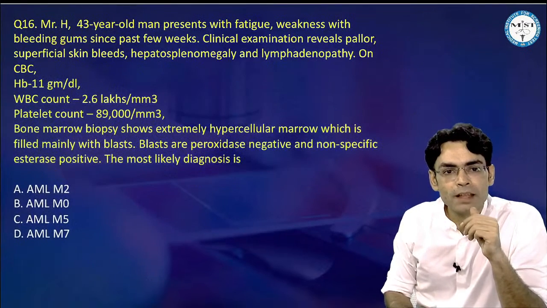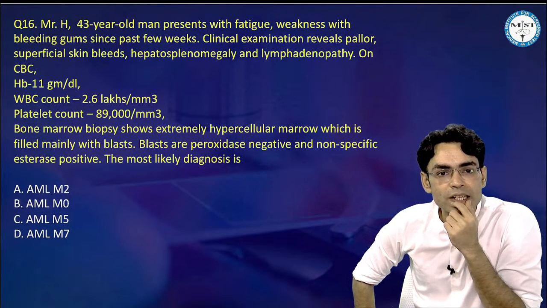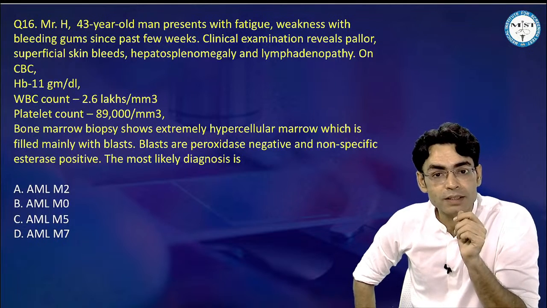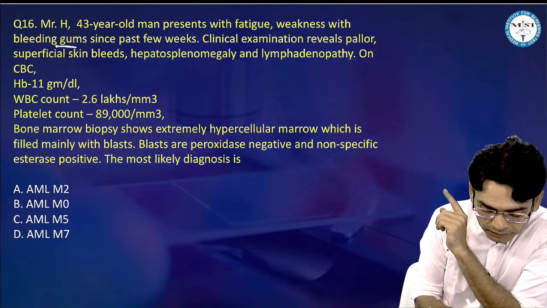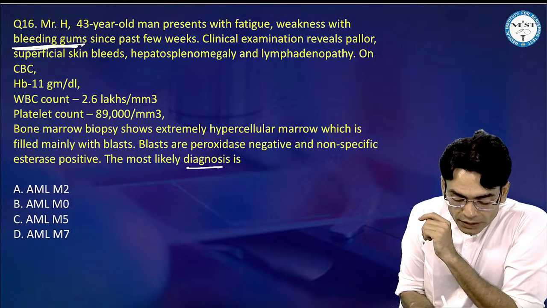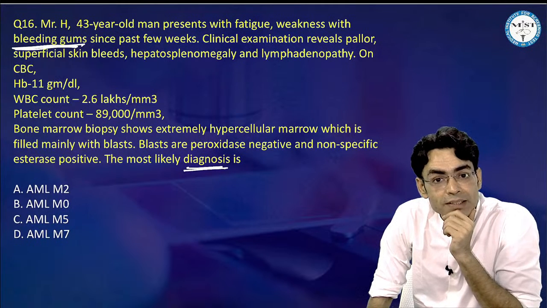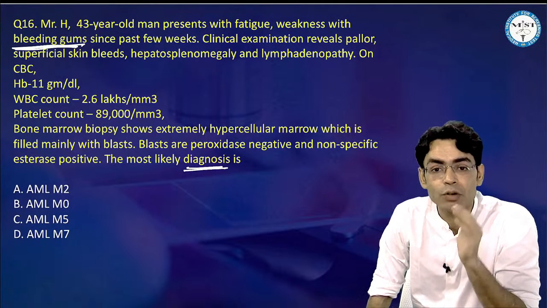922. 16th. Mr. H, a 43-year-old man, presents with fatigue, weakness, with bleeding gums since past few weeks. Bleeding gums. Okay. They are asking about the diagnosis. Clinical examination reveals pallor, superficial skin bleeds, hepatosplenomegaly, and lymphadenopathy.